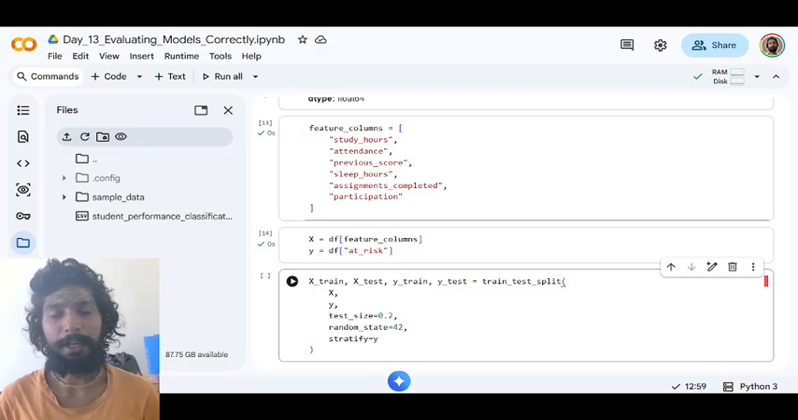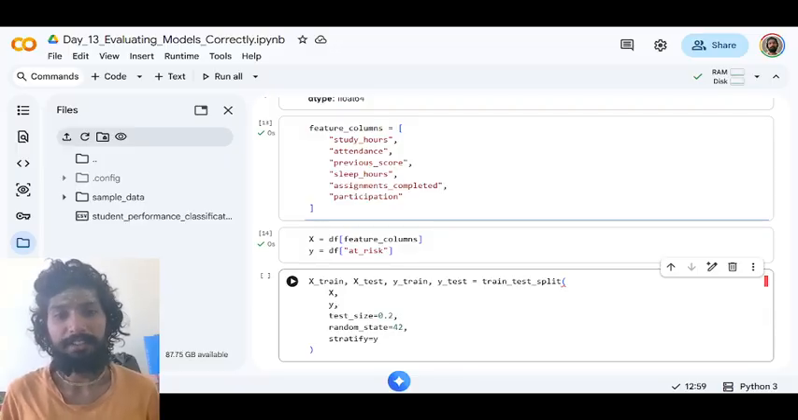Let us understand each parameter. Test size equal to 0.2 means that 20% of the data will be used for testing. The remaining 80% will be used for training. Random state equal to 42 makes the split repeatable. When we run the notebook again, we should receive the same split. Stratify equal to y tries to keep a similar proportion of at-risk students in both the training and testing data. This is useful when the classes are imbalanced.